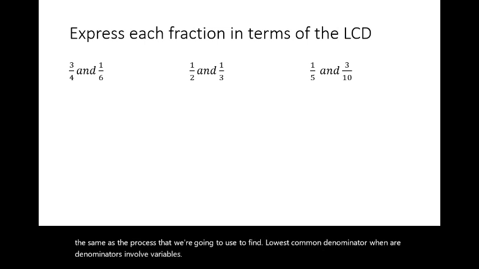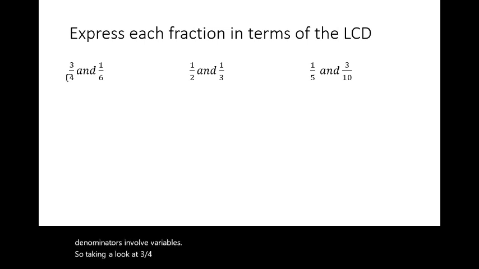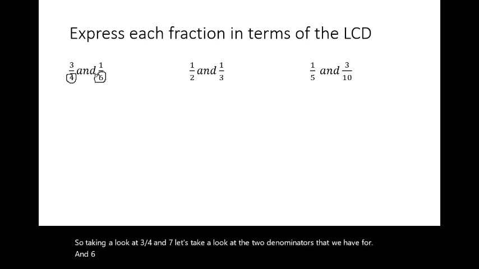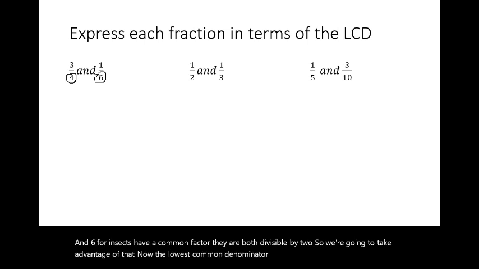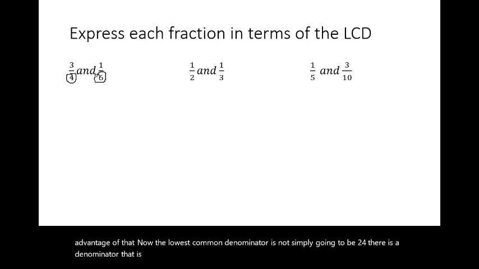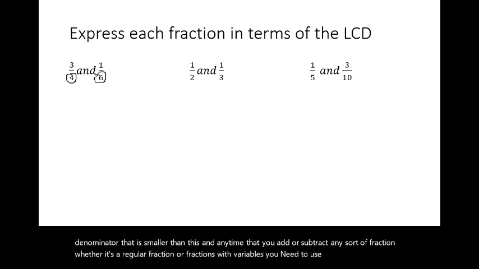So taking a look at 3/4 and 1/6, let's take a look at the two denominators that we have, 4 and 6. 4 and 6 have a common factor. They are both divisible by 2. So we are going to take advantage of that. Now, the lowest common denominator is not simply going to be 24. There is a denominator that is smaller than this. And anytime that you add or subtract any sort of fraction, whether it's a regular fraction or fractions with variables, you need to use the lowest common denominator.